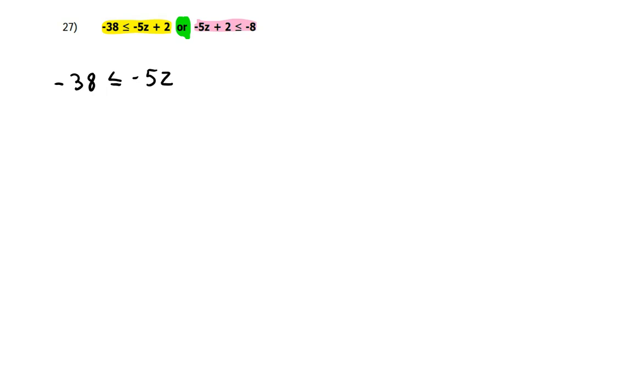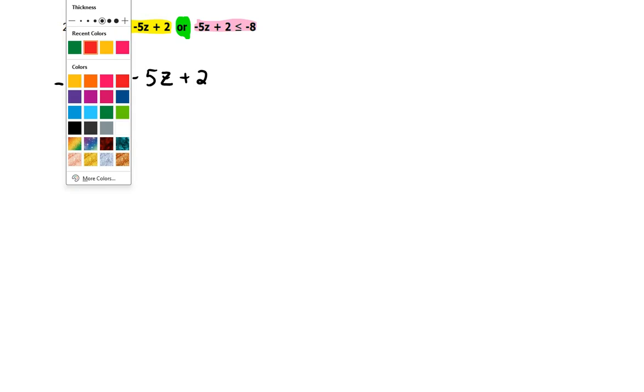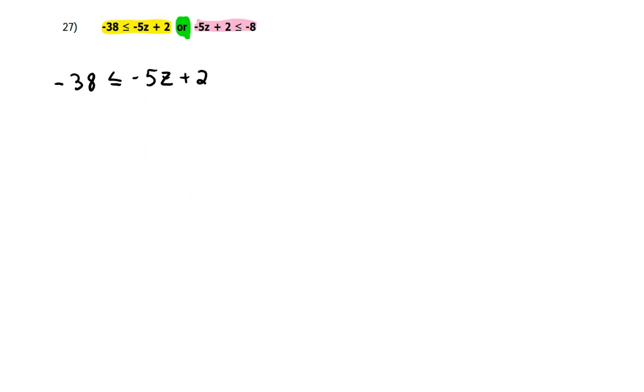And I'm going to solve it for z. Let's go with an orangey color on this one. Okay, so I am going to subtract the 2 from both sides. That way it cancels out here. And the negative 38 minus 2 is a negative 40. And that is less than or equal to negative 5z.